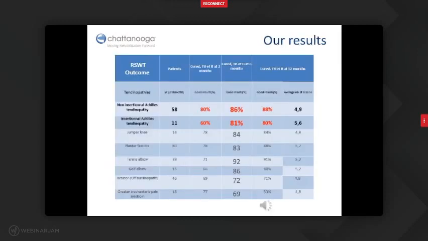In our unpublished study, we treated 58 corporeal Achilles tendinopathies with 80 to 86% good to excellent results with 4 to 5 sessions of radial shockwave therapy. We have also treated 11 insertional Achilles tendinopathies with the same results, but 5 to 6 sessions of radial shockwave therapy. So a little bit more.